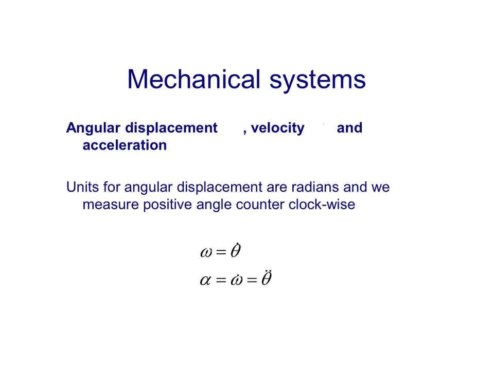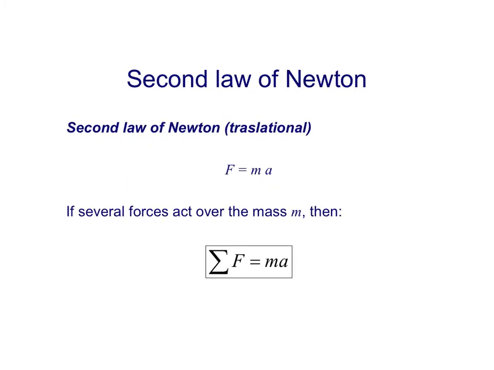In a similar way, we may consider rotational mechanical systems, and we're going to have angular displacement, angular velocity, and angular acceleration. Do remember that units for angular displacement are radians, and we measure positive angle counterclockwise. So we're going to have omega as the angular velocity, the first derivative of theta, which is the position, and alpha, the angular acceleration, is going to be omega dot or theta double dot. The experimental law, as expected, is going to be the second law of Newton.